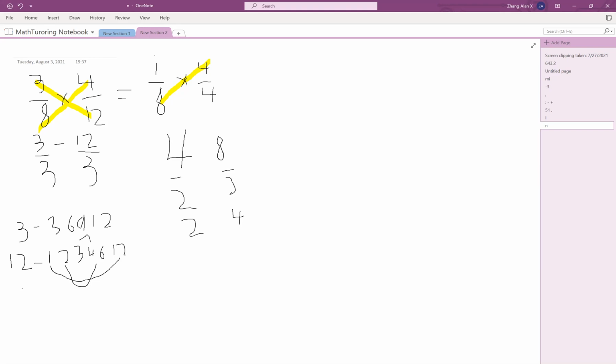So 8 and 4. Do it over here. 8 and 4. Claire, could you tell me the factors of 4? One, 2, and 4. Yep, nice job. Then, Caitlin, can you tell me the factors of 8?